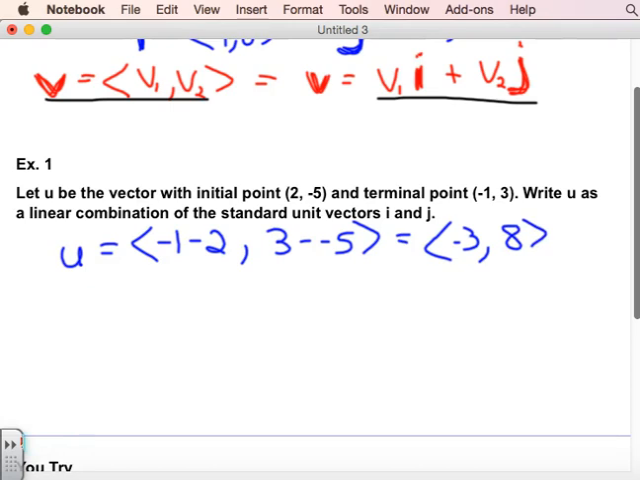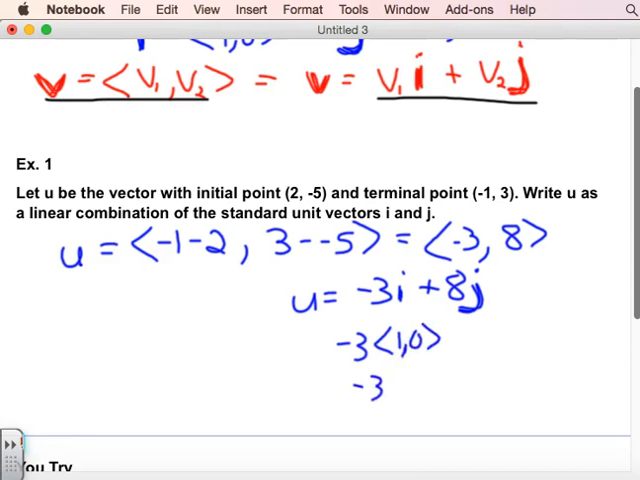So now all we've got to do is change it to unit vector form. We're just going to take the x value and say u is going to be -3, and we put the bold i with it, and then we add 8 and put the bold j with it. This is just showing you why this is true: take -3 and multiply it by the unit vector i.